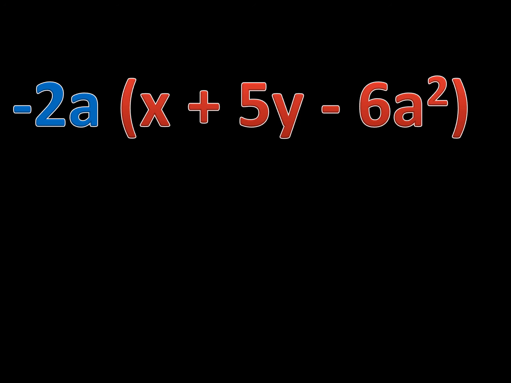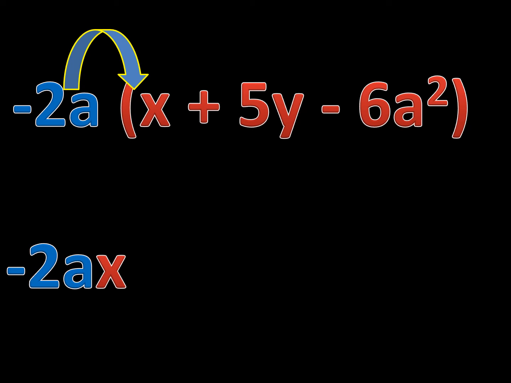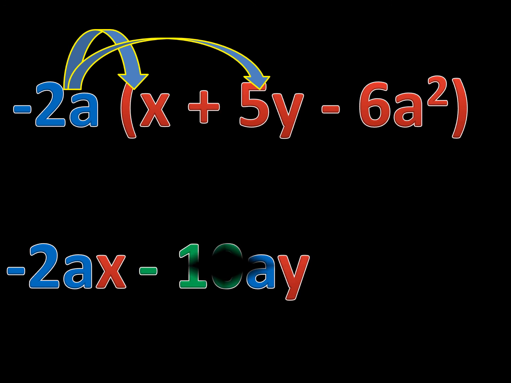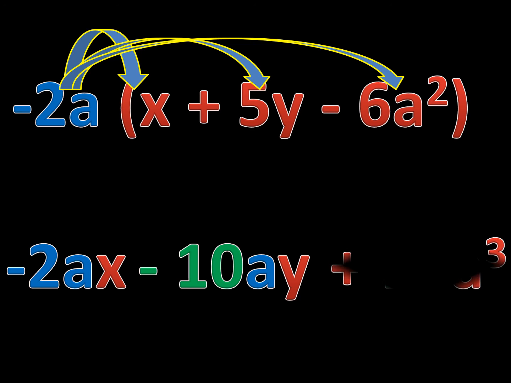Here is a longer problem, but you can do it. The problems get longer, but not harder. In this example, multiply negative 2a times x, yielding negative 2ax. Next, multiply negative 2a by 5y, producing negative 10ay. Finally, multiply negative 2a times negative 6a squared, giving you a positive 12a cubed.